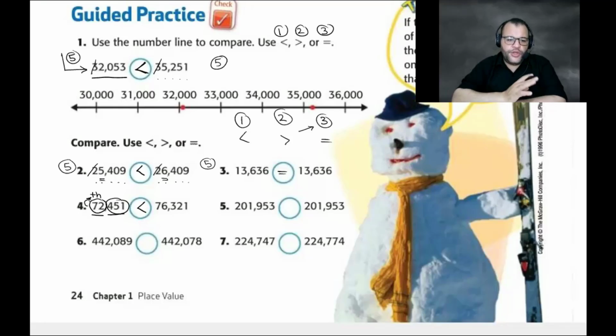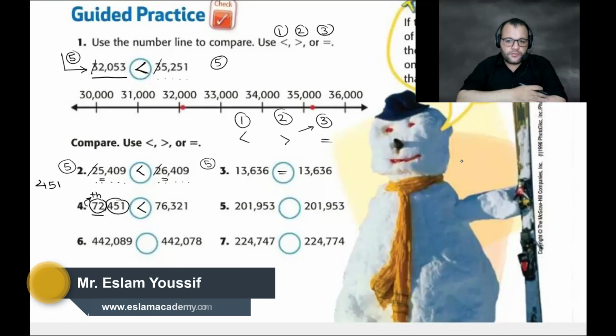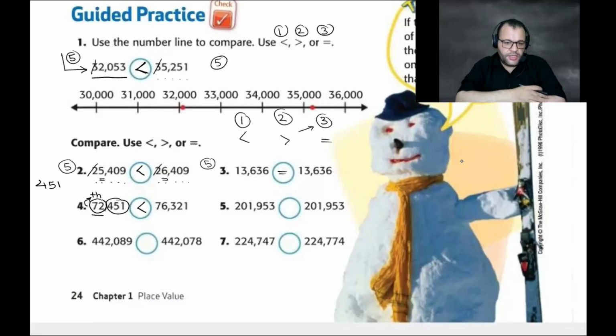Read the number. What is this number? You have 4, 5, and 1. Can you read this number? 451. Yes, that's right. So I need another one to solve question number 5. So Abdullah, can you solve the question number 5? Yes. So which sign will I use? Equal. They are equal because they have the same number of digits and all of the digits are equal. So they are equal. Okay.